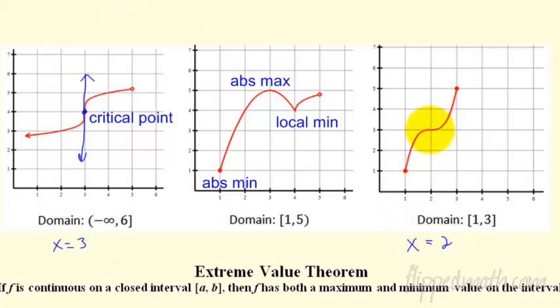It's this point right here. What's the slope of the tangent line at this point? We'll check it out. It's 0, isn't it? The slope of the tangent line is flat. It's 0. Is it causing a max or a min?